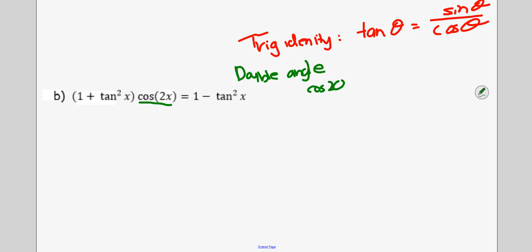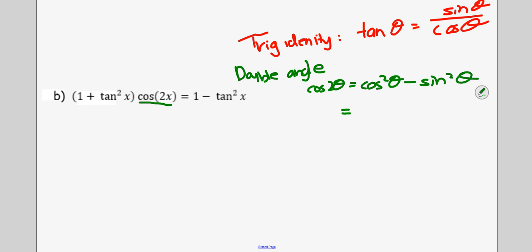You might want to write them all out. Cos 2 theta equals cos squared theta minus sine squared theta. Sometimes write them all out. This is the double angle formula, I'm just being lazy.